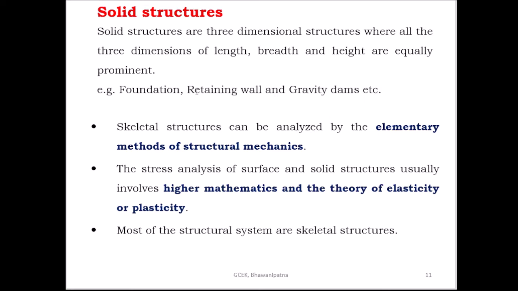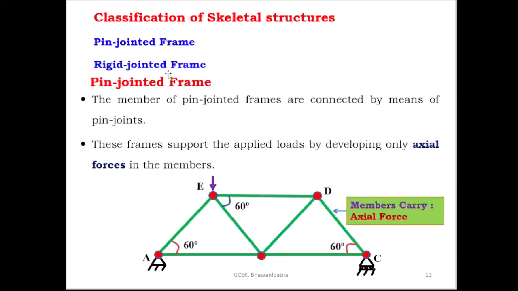As we discussed, from these three types of structures, skeletal structures, surface structures and solid structures, the skeletal structures can be analyzed by the elementary methods of structural mechanics, whereas the stress analysis of surface and solid structures usually involves higher mathematics and the theory of elasticity and plasticity. Most of the structural systems are skeletal structures. So coming to the classification of skeletal structures.